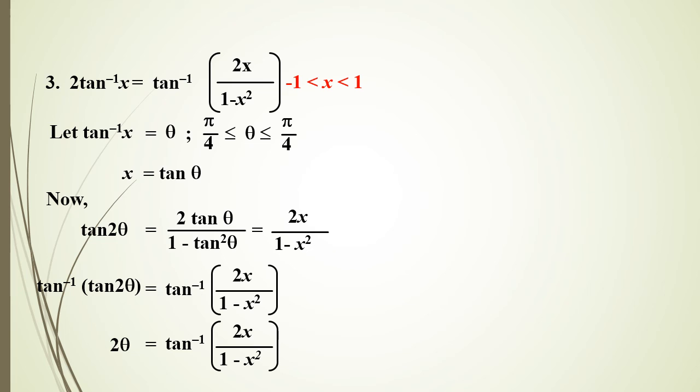Next, tan inverse and tan both are gone, just 2 theta will be remaining, equal to tan inverse of 2x divided by 1 minus x square. After simplifying this term, theta in the sense is what? Tan inverse x. Resubstitute it back to get the final solution. This is the solution of the given term. Hence proved.